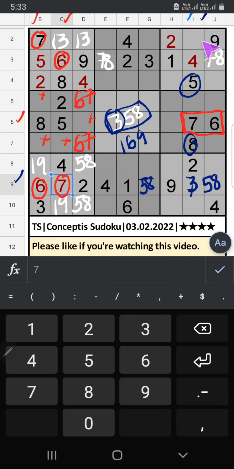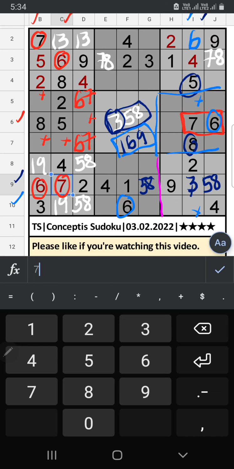Column I, 3 numbers are remaining: 1, 6, 9. 10th row, we have 6. So 6 can't come in this cell. 6th grade also we have 6. So 6 can't come in this cell. Then 6 is confirmed here. Then only 2 numbers are remaining: 1 and 9.